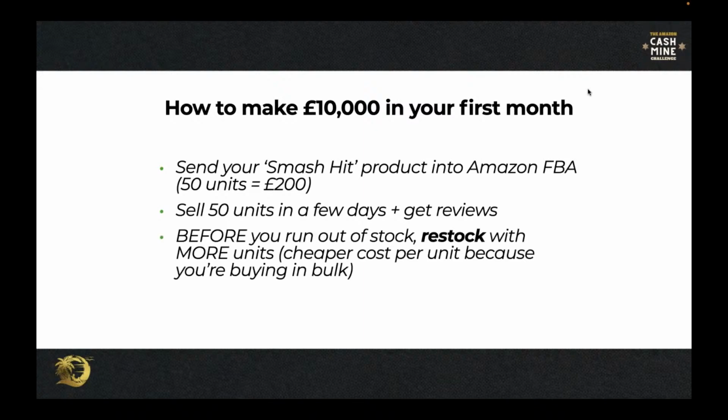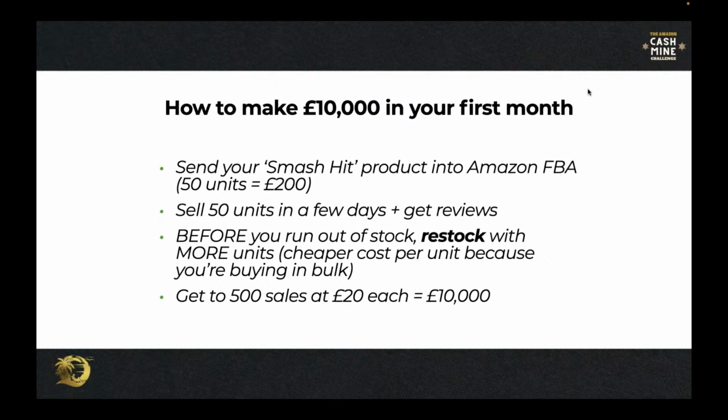Before you run out of stock, though, restock with more units. Buy more units from your supplier and send them into the warehouse. Now, when you buy more units, you'll get a cheaper cost per unit because you're buying in bulk. Your supplier will give you a cheaper product, so it will be cheaper per unit. You'll make even more profit. And then you can get to 500 sales at £20 each of your smash hit product. It won't be hard if there's a lot of demand. You can make 10K in your first month.